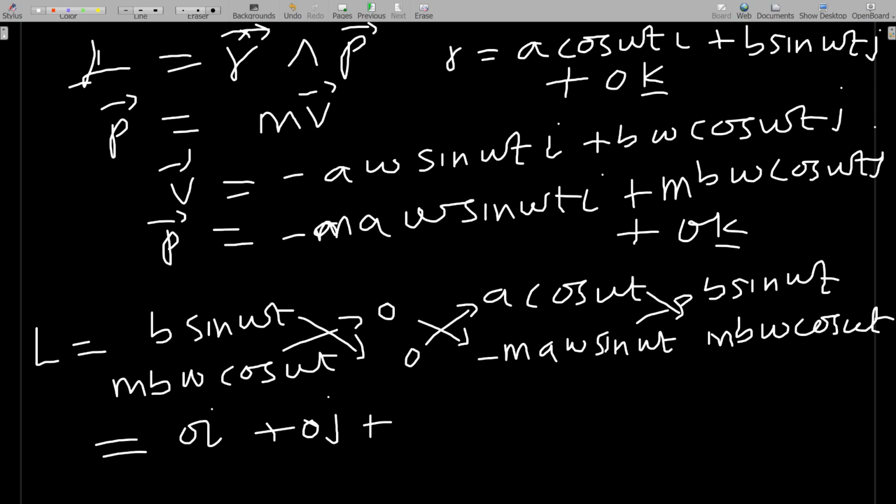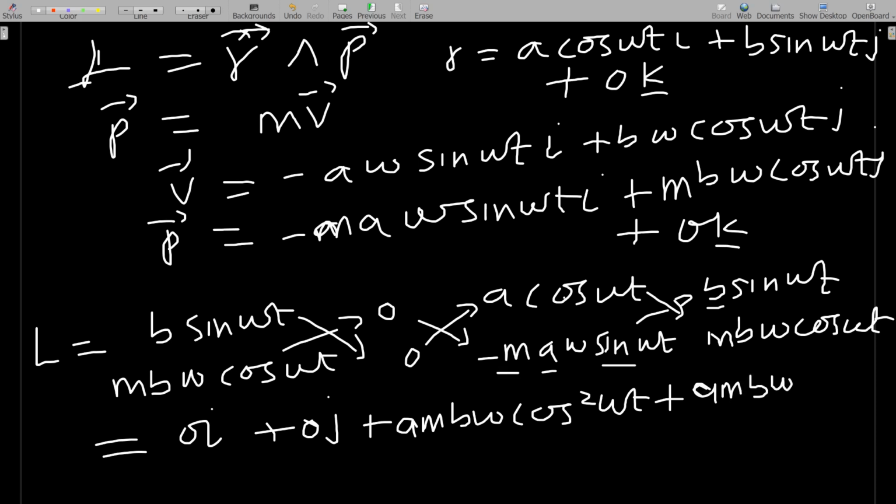That's the angular momentum, right? So I have this times this, which is a mb omega cos squared omega t. So I have a mb omega cos squared omega t plus, minus. There's a minus already here, so I'll have plus a, there's an m here, there's also a b here, b omega, then there's a sine, so I have sine squared omega t.